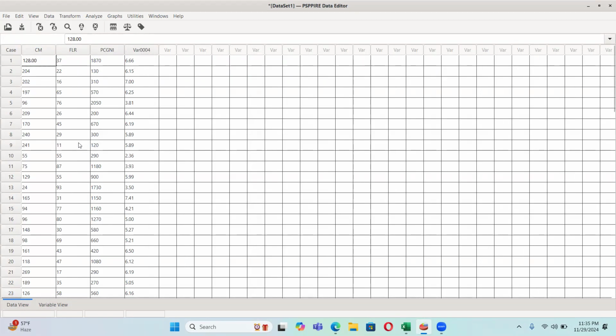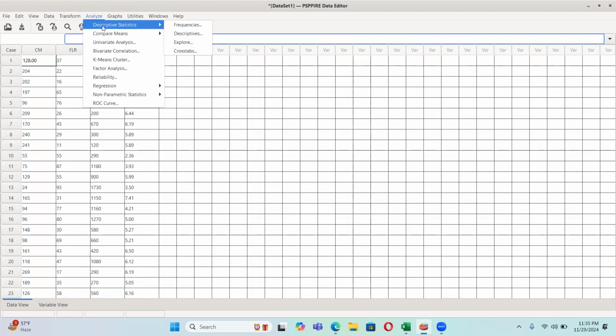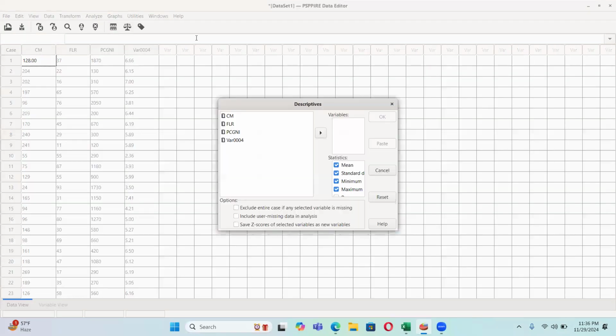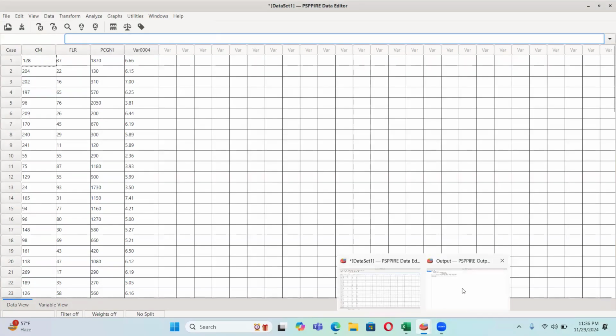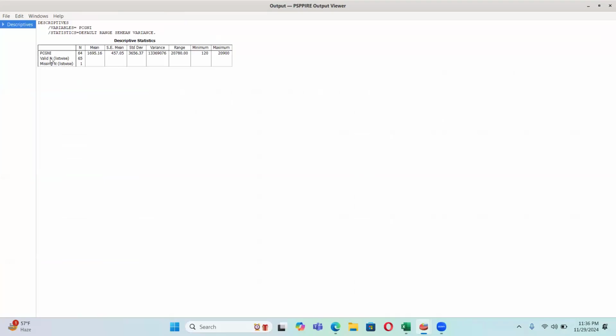So suppose our first question is to find the mean and standard deviation of per capita GNP. So we can go to Analyze, Descriptive Statistics, and then Descriptives. Here we need to find it for per capita gross national income. We can find the range as well, standard error, variance. So the average per capita national income is 1695.16. We have got the standard deviation. You can see the range and variance as well.